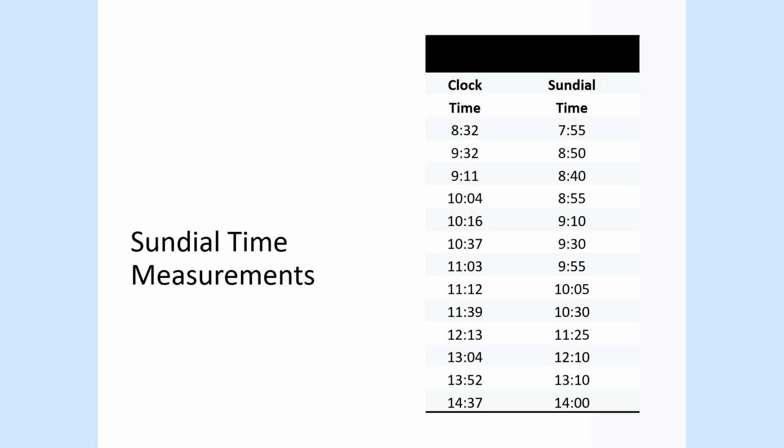So here are my observations. On the left column is the actual clock time. I measured this with my iPhone, so I think that's real accurate. And then this is the actual sundial time that I read off of the dial of the sundial. And there's a bit of an art form in doing this. You just need to be consistent on how you do that because it's hard to tell sometimes where the shadow is. So that takes a little practice.